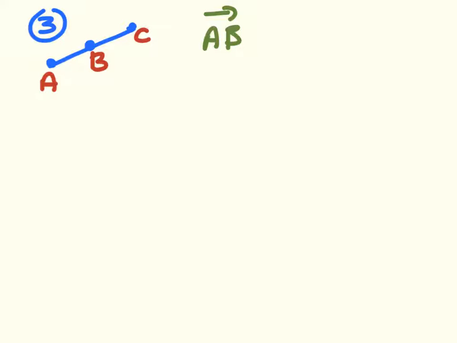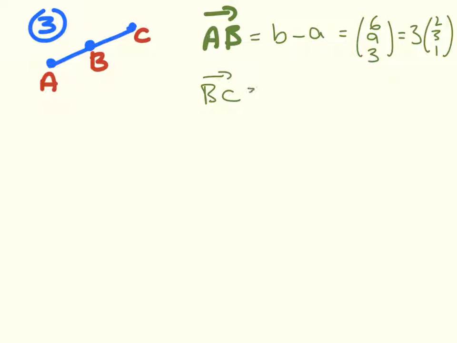Question 3. Prove that these 3 points are collinear. So a to b, that's little b minus little a, which for our example comes out to be 6, 9, 3, which I can write as 3 lots of 2, 3, 1. Then we can work out b to c, which is little c minus b, which for our example comes out to be 8, 12, 4, which taking 4 out as a factor leaves us 2, 3, 1.